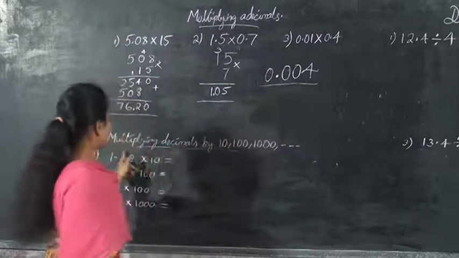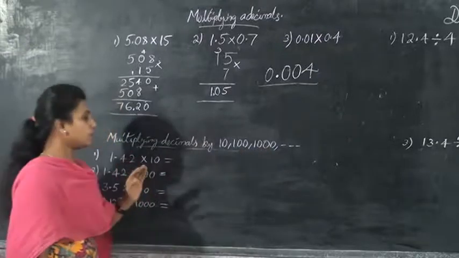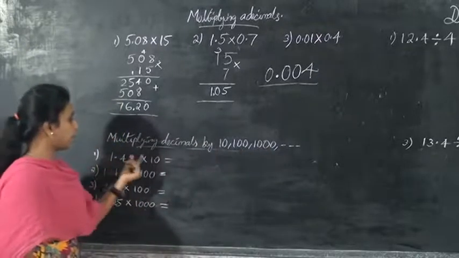Next one is multiplying decimals by 10, 100, 1000 and so on. How will you multiply a decimal number by 10?